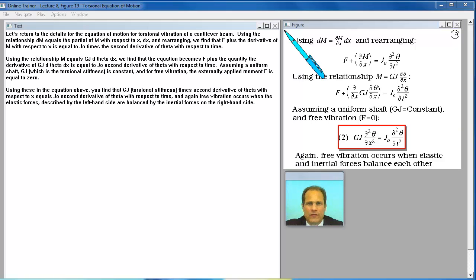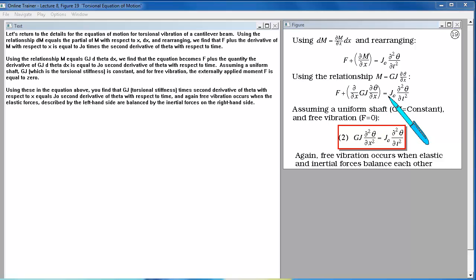Let's return to the details for the equation of motion for torsional vibration of the cantilever beam. Using the relationship dM is equal to the partial of M with respect to x dx, and rearranging, we find that F plus the derivative of M with respect to x is equal to J naught times the second derivative of theta with respect to time. Using the relationship M equals GJ d theta dx, we find that the equation becomes F plus the derivative of GJ d theta dx is equal to J naught times the second derivative of theta with respect to time.